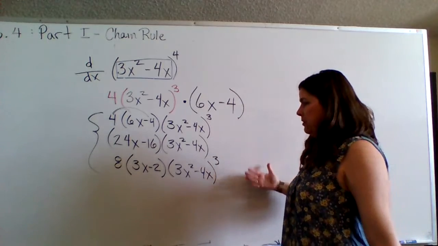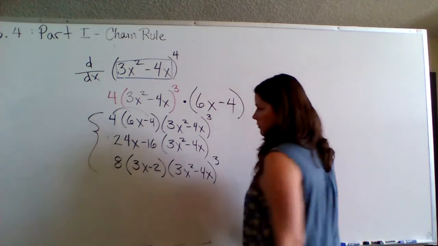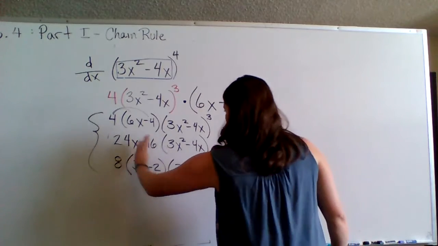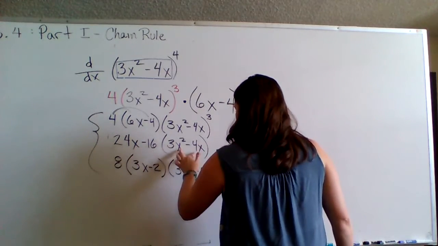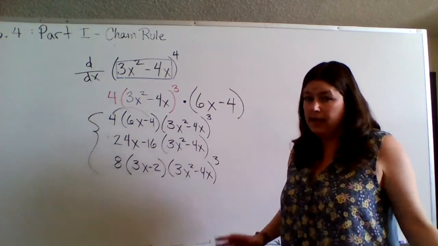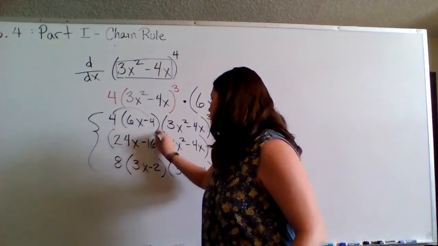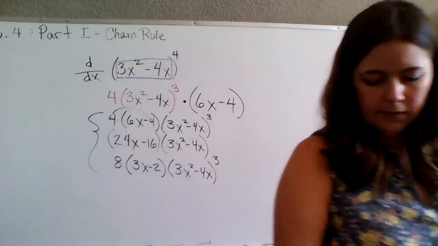However, if you distribute and then you do this, now it's wrong. Because then it's 24x, the single term, minus 16 times all of this, when it's supposed to be all of it. So if you're going to do any extra algebra, you better make sure to keep your grouping symbols where they need to be. All right, next one.